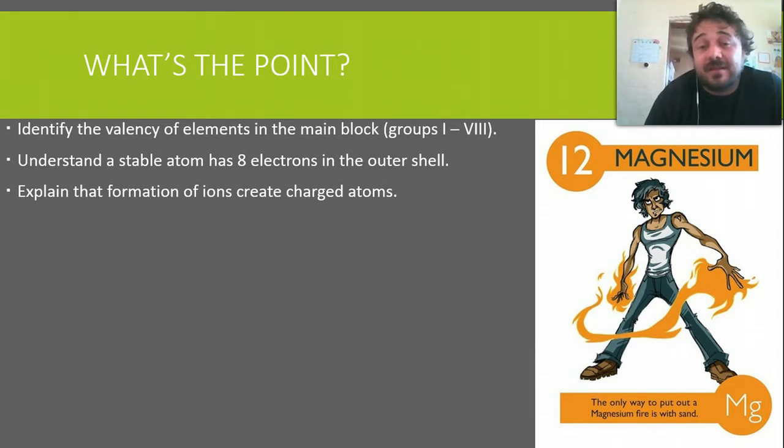in the main blocks. That's groups 1 to 8. You want to be able to understand that a stable atom has 8 electrons in the outer shell. You also want to be able to explain that the formation of ions essentially creates charged atoms, and that's what causes ionic compounds, anyway, to form when they just get attracted to each other because of the opposite charges. So, let's have a look.